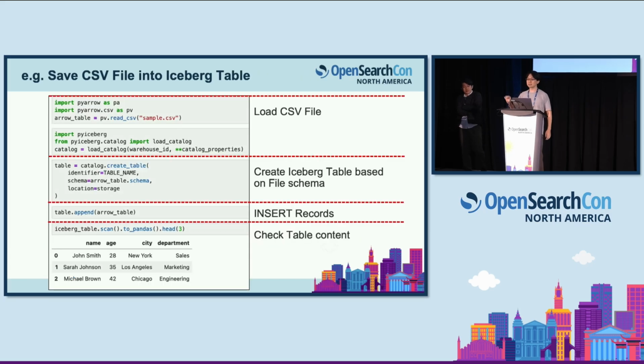So here's a simple example. Let's save a CSV file into our Iceberg table. First up, we load the CSV file using the PyArrow library. Then we create an Iceberg table. The schema is automatically inferred. After that, we just insert the data into the table. And finally, we can check what's in the table using the toPandas method, and that's it. With just these few lines of Python code, we have created an Iceberg table on the storage.